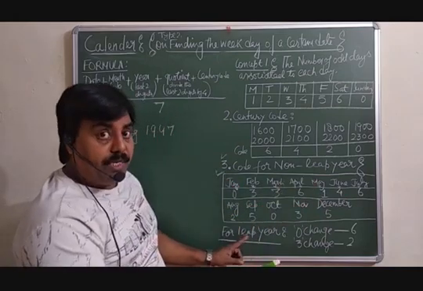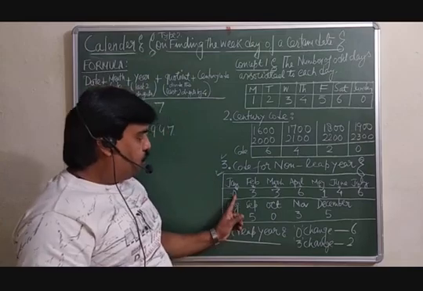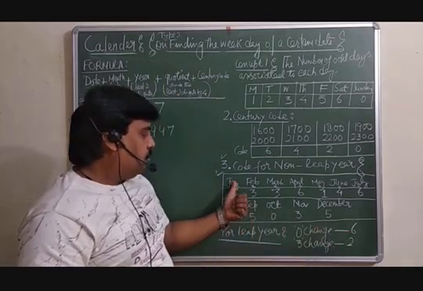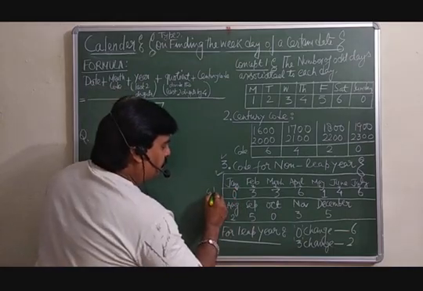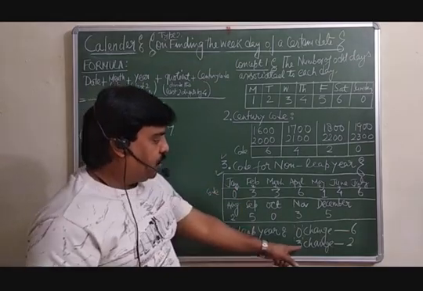Suppose it is a leap year. Suppose leap year है, तो this 0 will change into the 6. Now for the month of January, your code will be 6, and 3 will change into 2.